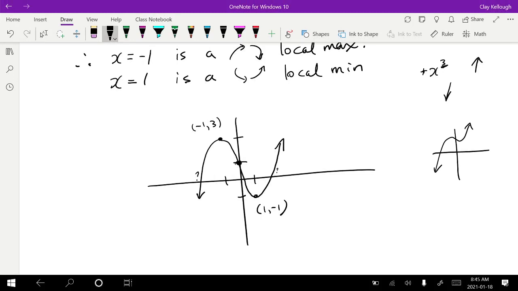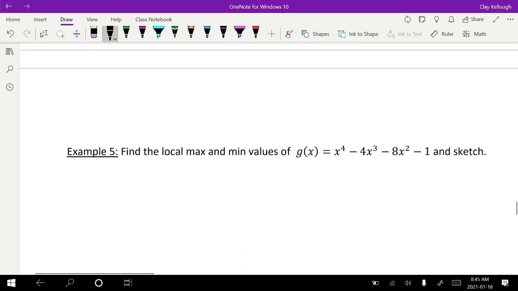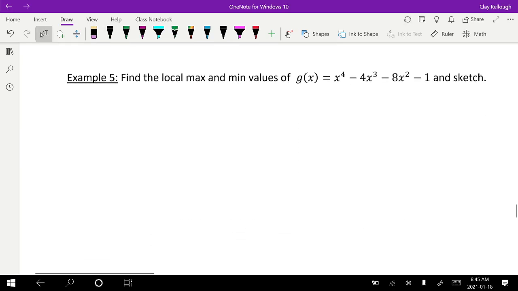All right, let's do one more example like this, where again, I don't know anything about it going in. Again, if there are integer x-intercepts, they have to be integers that are factors of -1. So that's just plus or minus 1.